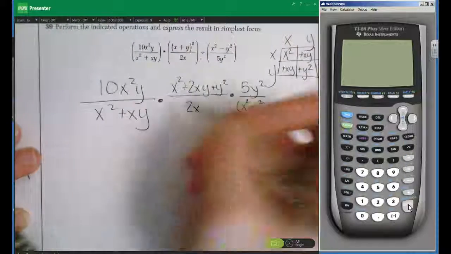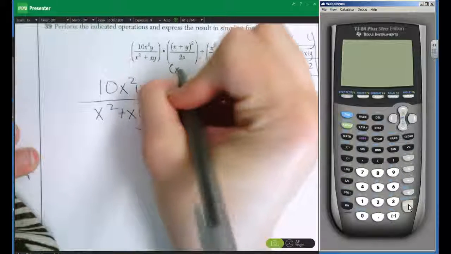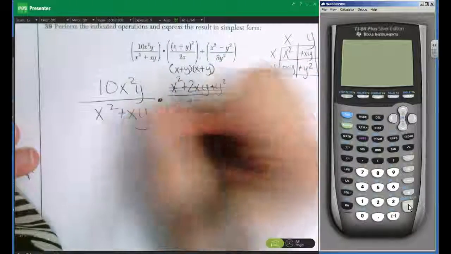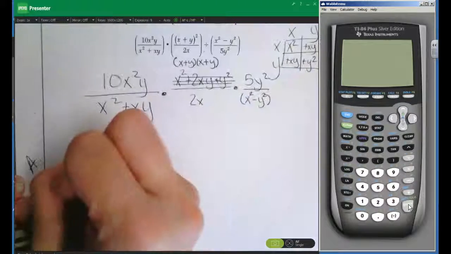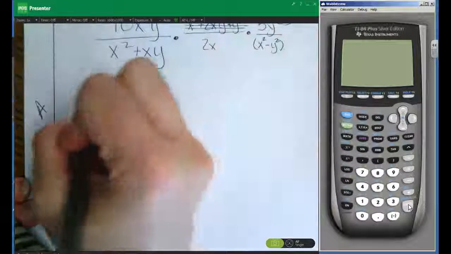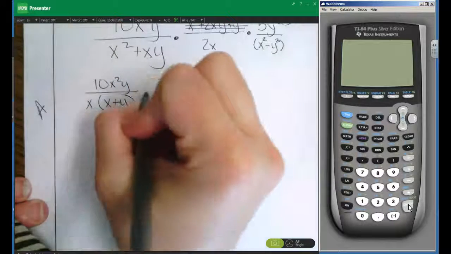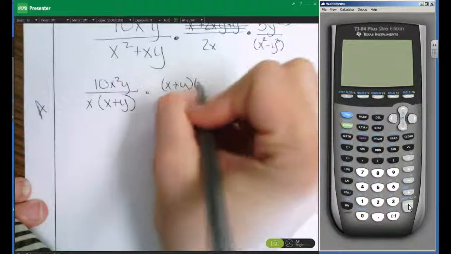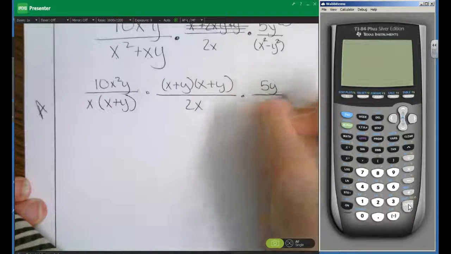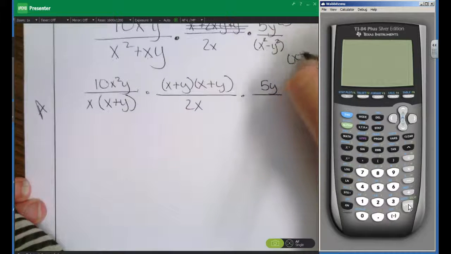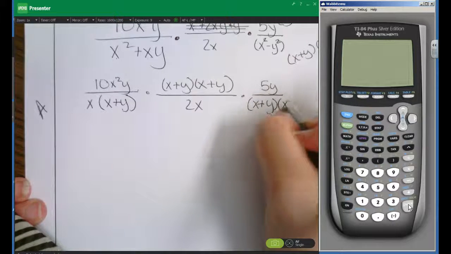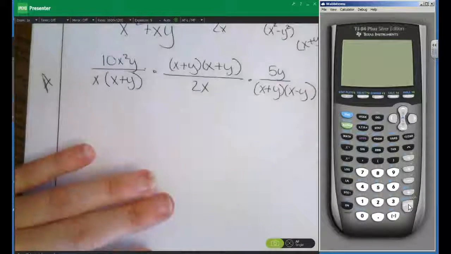Oh, you know what I should have done? Now that I look at it, I'm going to leave this x plus y, because really I didn't have to do it like that. Okay, so let's write it one more time. 10x squared y. Let's factor out the x here. And this one I'm going to separate out as a difference of two squares. Now we get to do lots of canceling.